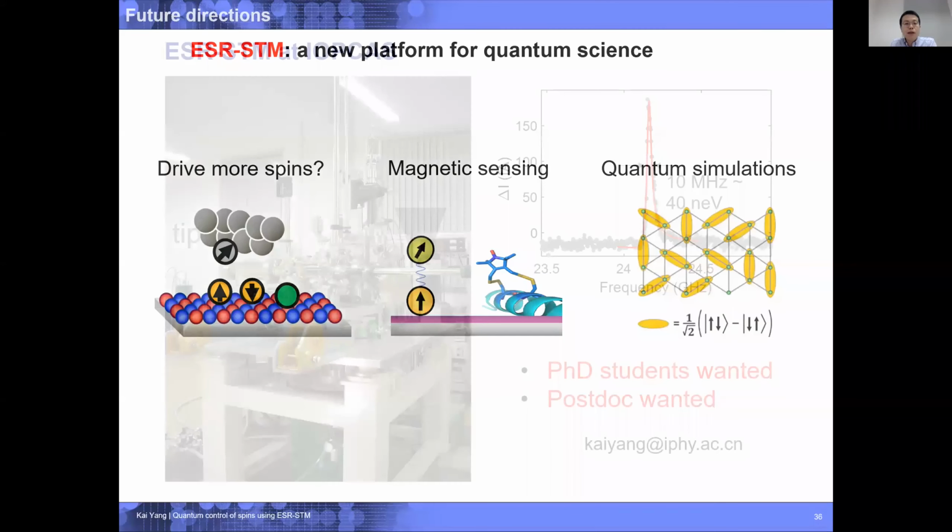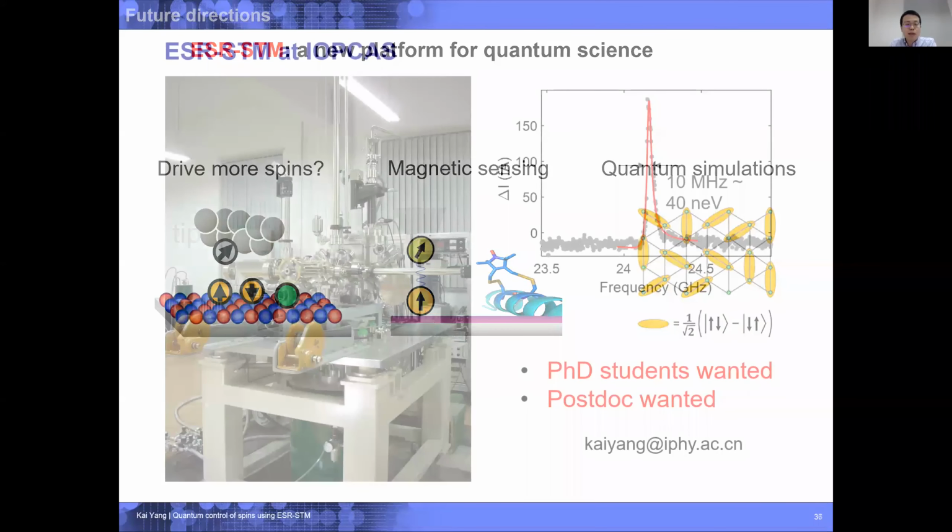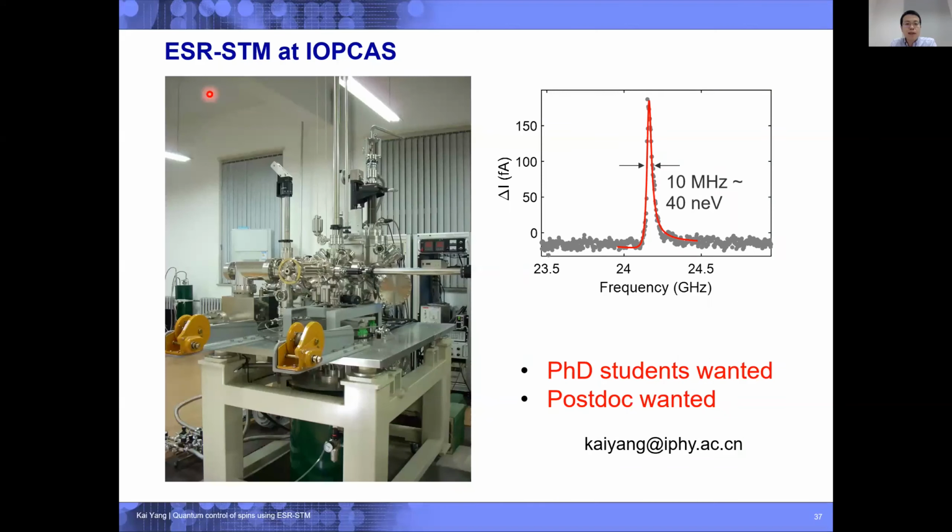Before I finish, let me also say a little bit about my new lab in China. This is a picture of the ESR-STM at IOP CAS, which is the short name for my institution. We are currently still upgrading the system, and we hope soon we are able to measure this kind of ESR spectrum. If you are interested, please contact me and we can discuss possible future directions.